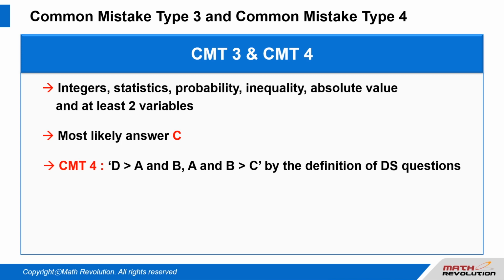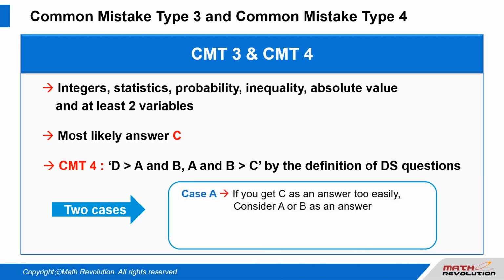Now, common mistake type 4 is often seen in key questions. CMT4 tells us that D is more likely to be the answer than A and B, and A and B is more likely to be the answer than C by the definition of DS questions. We have 2 cases when we are looking at CMT4. Case A. This is also known as CMT4A.